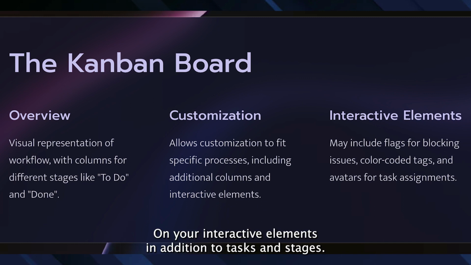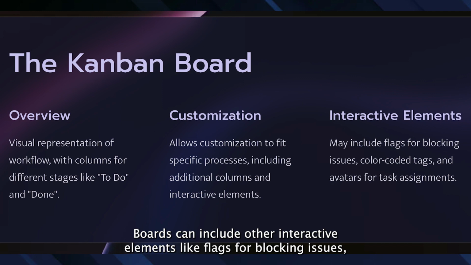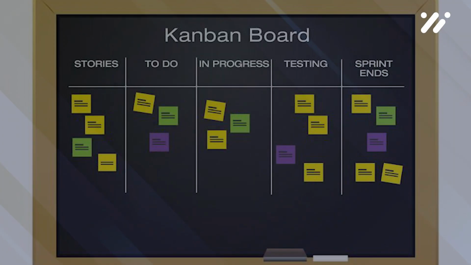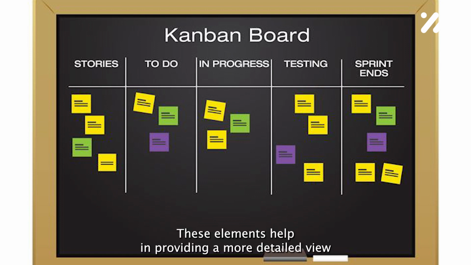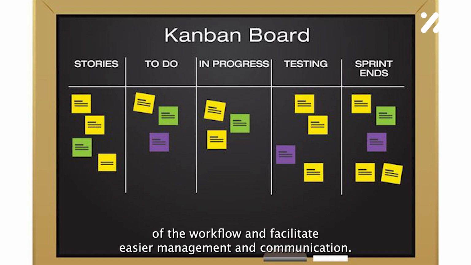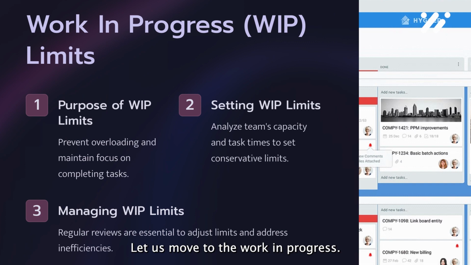Interactive elements. In addition to tasks and stages, boards can include other interactive elements like flags for blocking issues, color-coded tags for different types of work, or avatars to show task assignments. These elements help in providing a more detailed view of the workflow and facilitate easier management and communication. Let us move to the Work in Progress, WIP, limits.